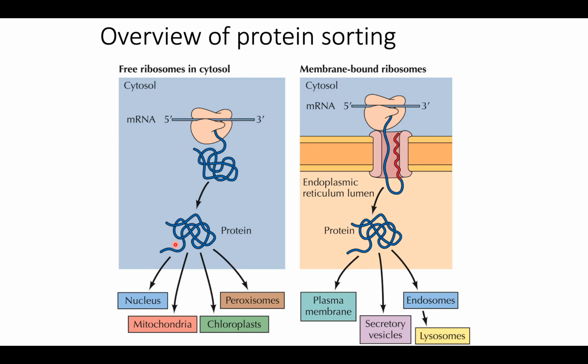Alternatively, if we have a ribosome on the membrane of the ER, we'll talk about this process in a minute, but if they get translated into the lumen of the ER, they can end up in a lot of different places. So they can be transported all the way to the plasma membrane, they can be secreted outside the cell, or they can be put in things like endosomes and lysosomes. Okay, so depending on where the protein is synthesized can determine where it ends up.